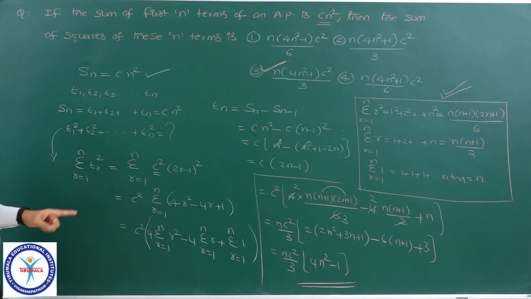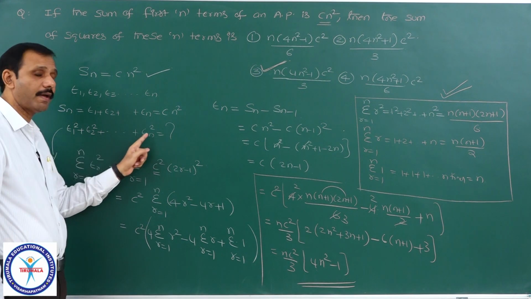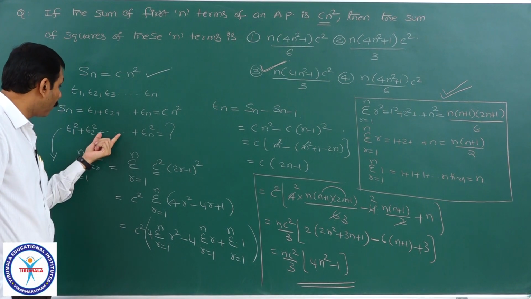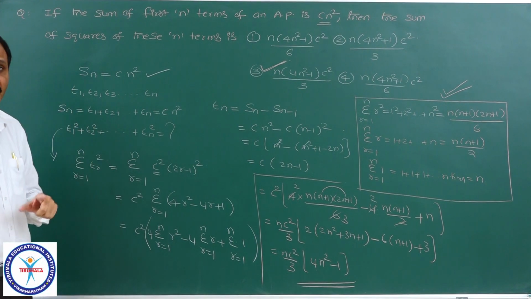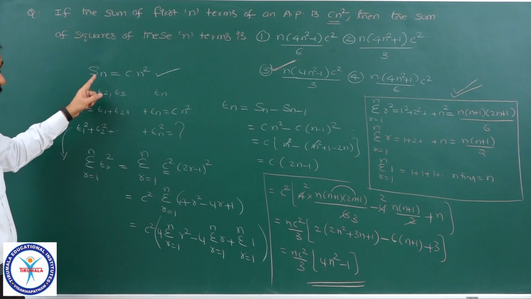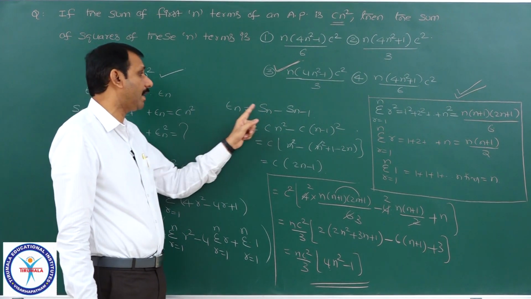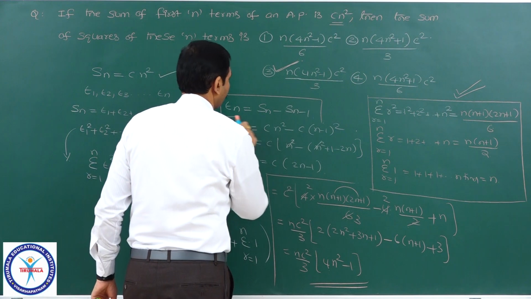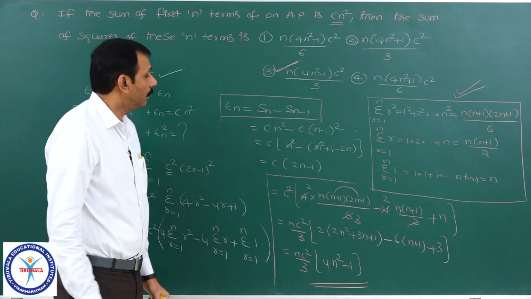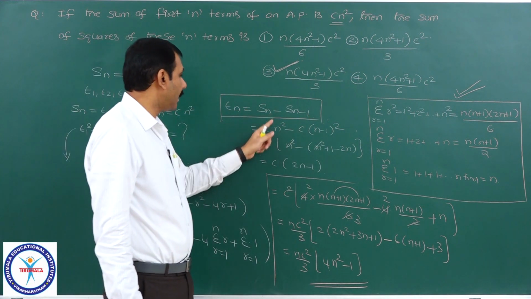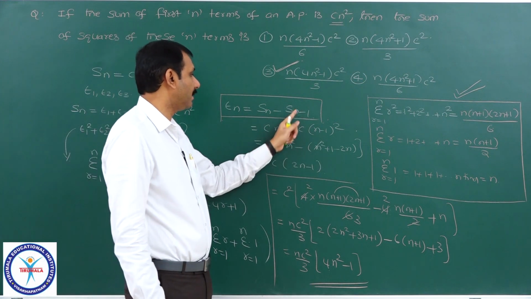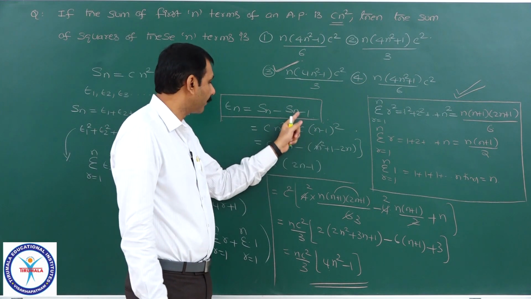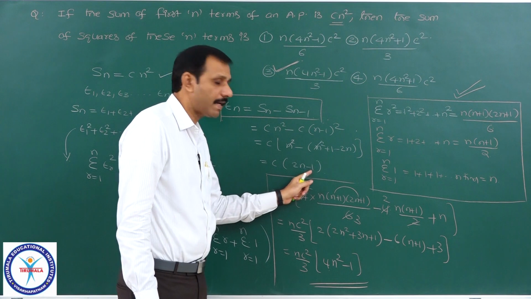Now they are asking us to find the sum of the squares of all these, meaning T1² plus T2² and so on Tn². To find this I want Tn. To find Tn, already we know when Sn is given, Tn equals Sn minus Sn minus 1. That is the point. Sn means Cn², Sn minus 1 means replace n by n minus 1, that's all. Simplification: C into (2n minus 1).